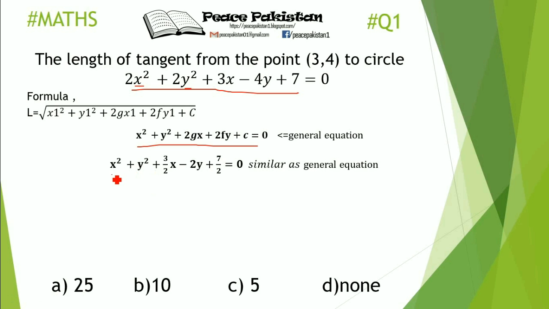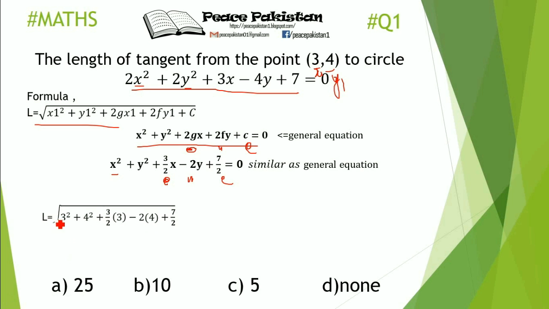x² + y² + (3/2)x − 2y + 7/2. After dividing by 2, it is like this. And here 2g equals 3/2 and 2f equals −2. Now substitute the values in this formula. Here x1 equals 3 and y1 equals 4, and 2g equals 3/2, 2f equals −2, and c equals 7/2. By substituting this, we got the answer 5.